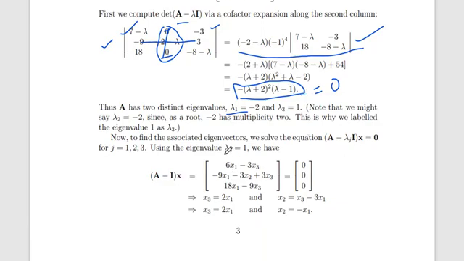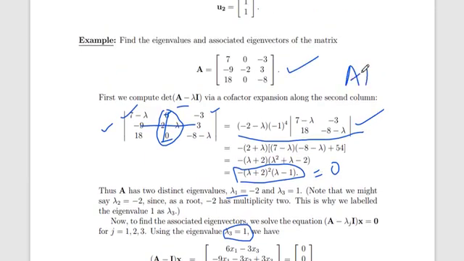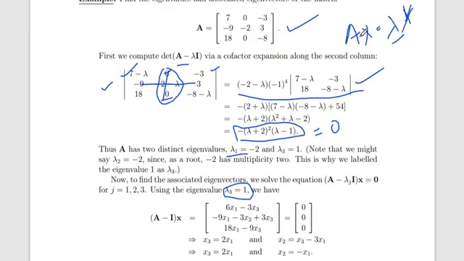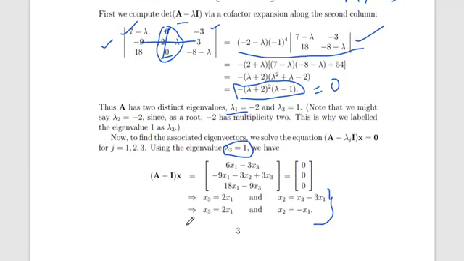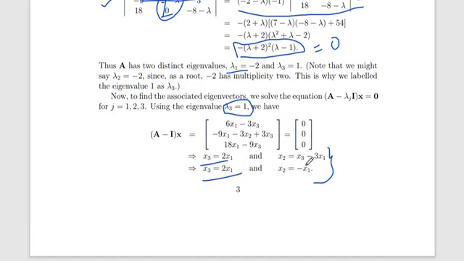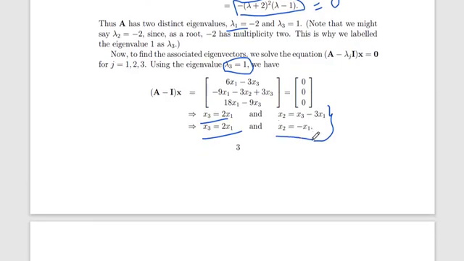Okay, let's start with 1, and now we have to find the eigenvector. So how do we calculate A minus lambda I times x? We put this equation Ax equals lambda x. We put lambda equal to 1 and multiply with the A matrix. After calculation we have x3 is equal to 2x1, and x2 is equal to x3 minus 3x1, and x2 is equal to minus x1.